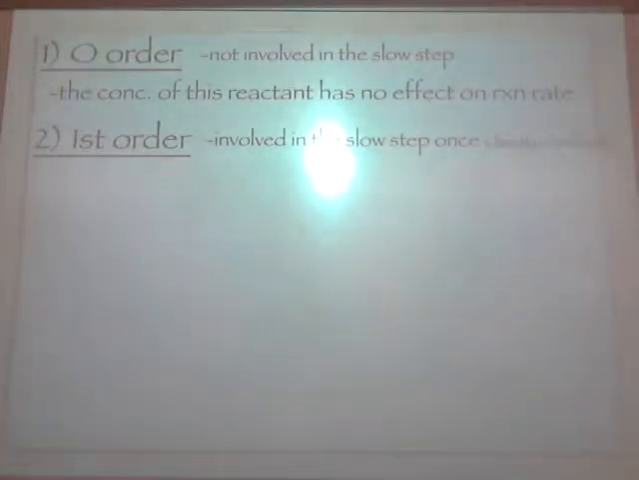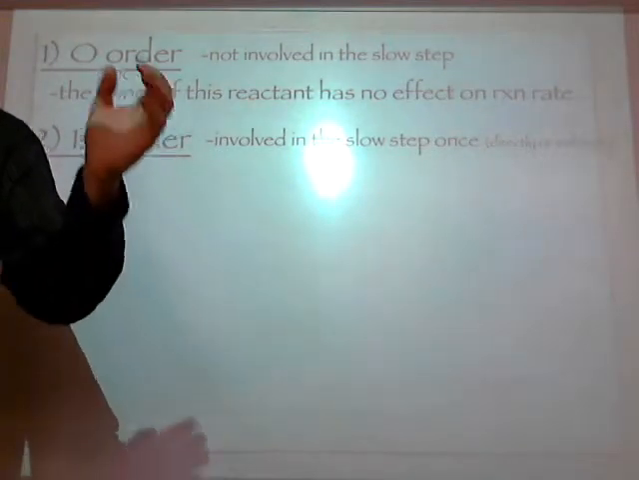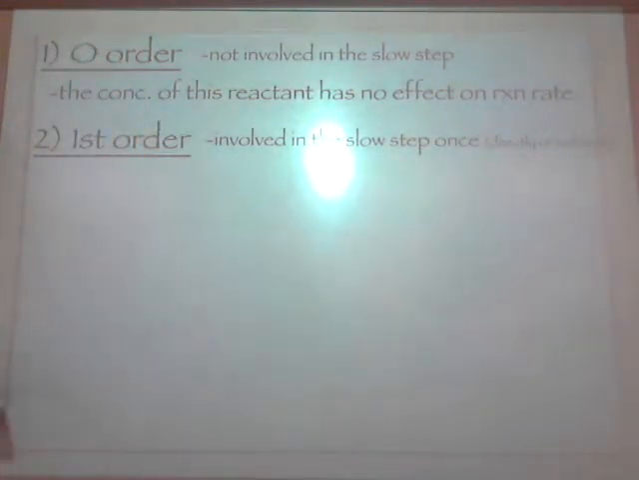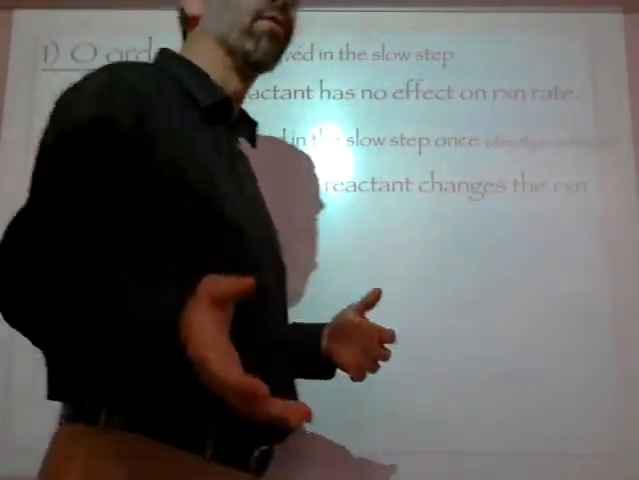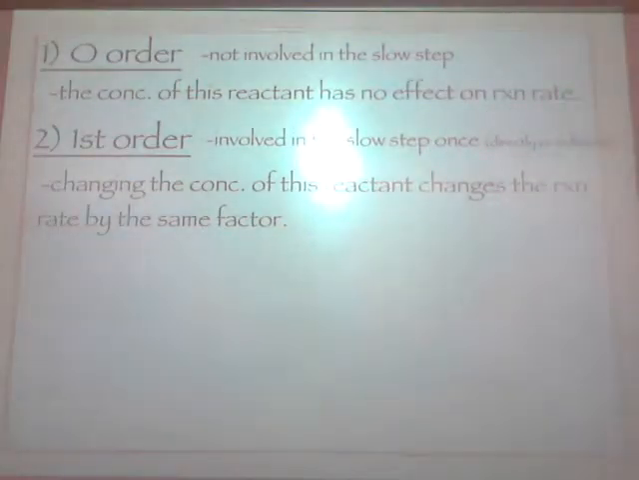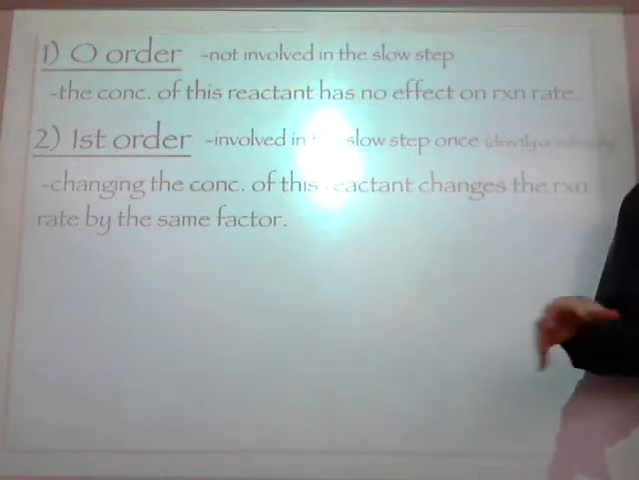But for now, just keep in mind that it's used in the slow step. Dayton's a perfect example of that. He was the slow step. If I doubled his concentration, I would have doubled the reaction rate by the same factor. All right, doubled it, tripled it. I gave him three helpers or two helpers or four helpers. However much I increase the concentration of Dayton, I will increase the rate of those widgets being made on that assembly line.